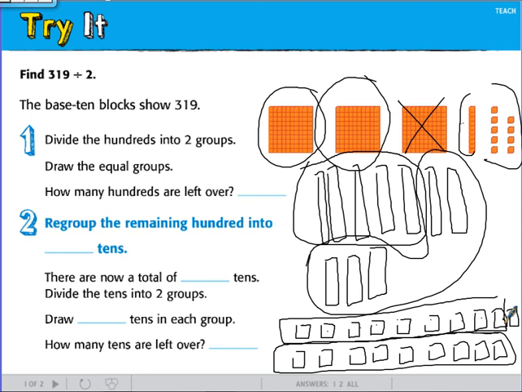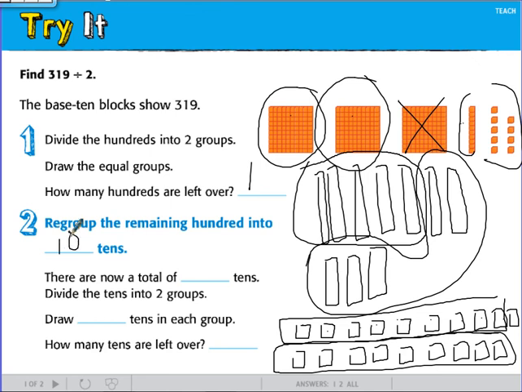It says divide the hundreds into 2 groups. Draw the equal groups. How many hundreds do we have left over here? No, we had 1 in each group. How many was left over? 1. Okay. Regroup the remaining 100 into how many tens? 10 tens. Very good.